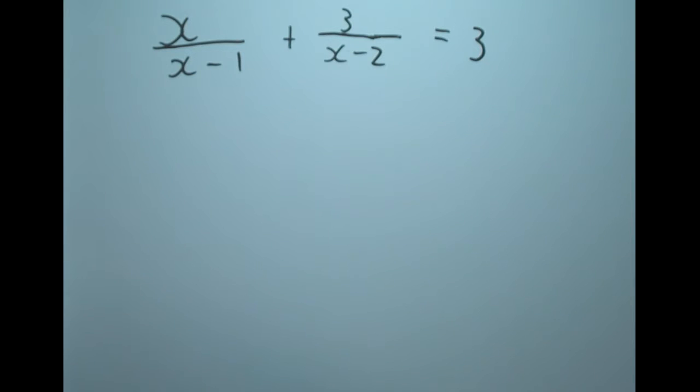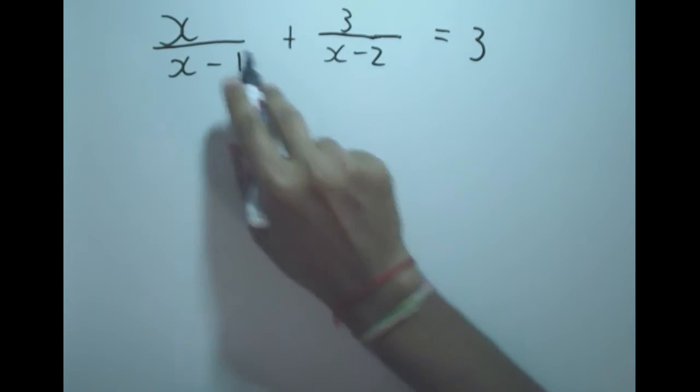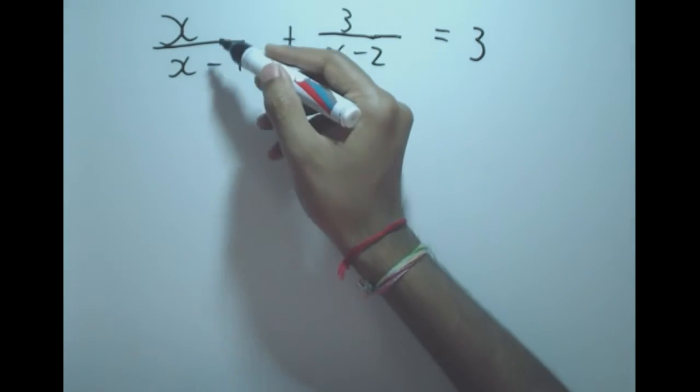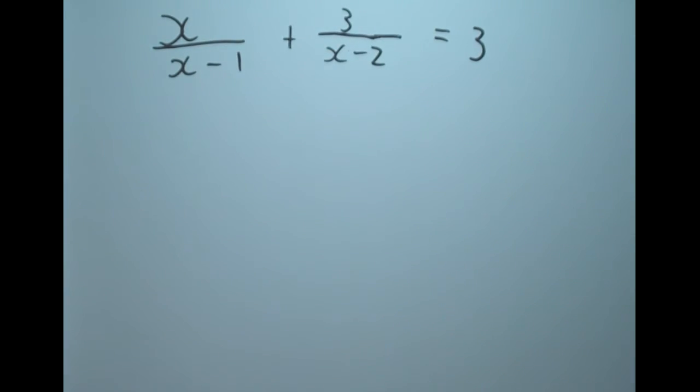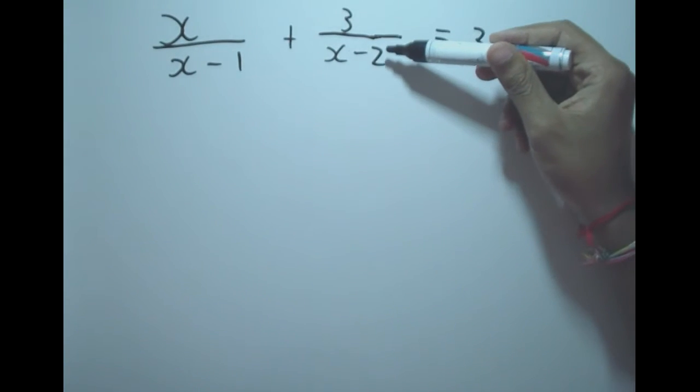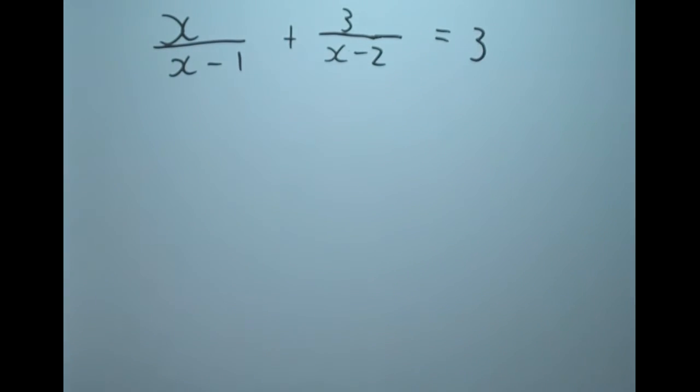Now the first thing you should do when you see x's in the denominators is you should say your restrictions. Now, we are not allowed to divide by 0. So we cannot have this bracket being equal to 0 because then we will be dividing by 0 in this fraction. And same here, we will also be dividing by 0 if x minus 2 is 0.